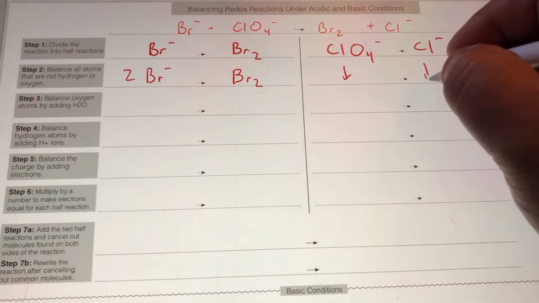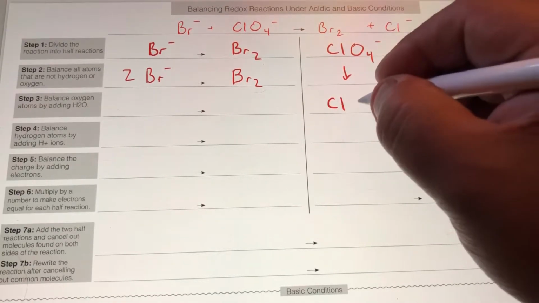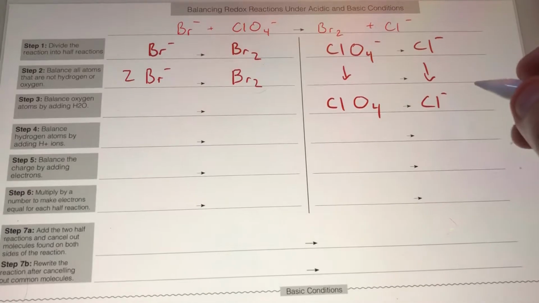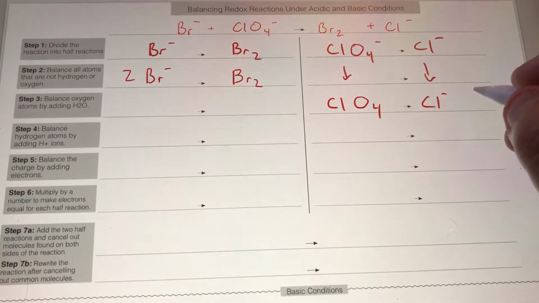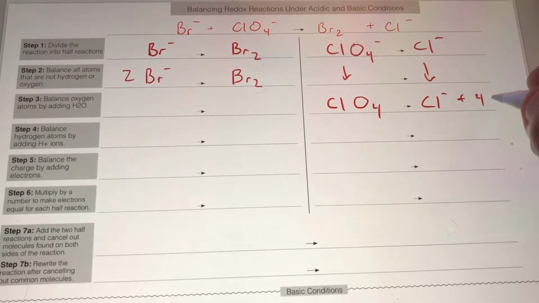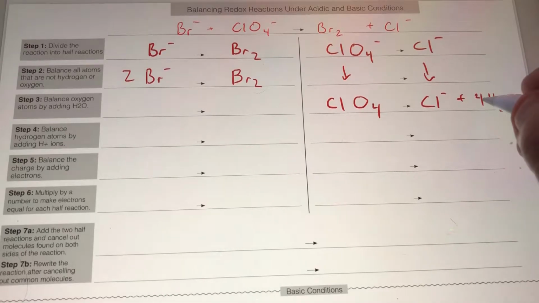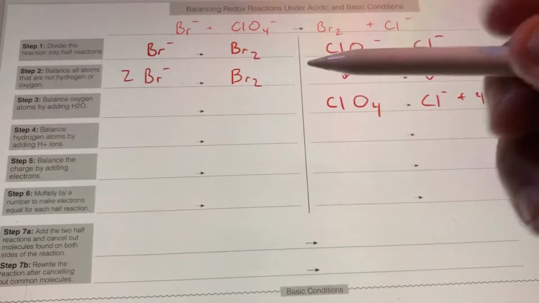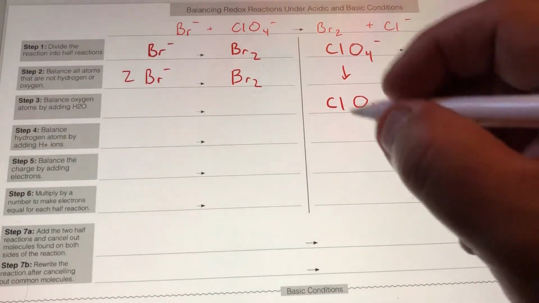So we bring both of these down, and we have just the chlorine on the product side. So then we add, to balance these four oxygens, we add 4 water molecules, right? And so that gives us the 4 oxygens here. But now we've also added 8 hydrogens, which is step 4 here, to balance hydrogen atoms.